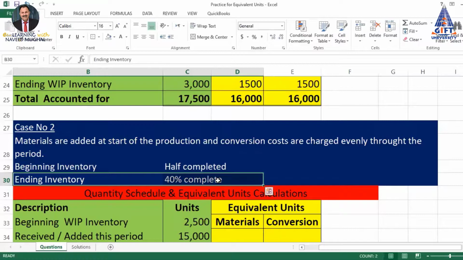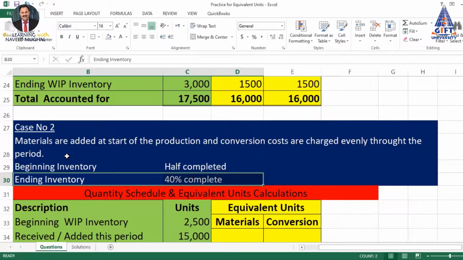Along with this, we have another piece of information: materials are added at the start of the production. We have also been given the statement that conversion costs are charged evenly throughout the period. With the completion stage of the units given as 40%, we can calculate all these equivalent units using these two pieces of information. They tell us the stage of completion with respect to materials and with respect to conversion cost.